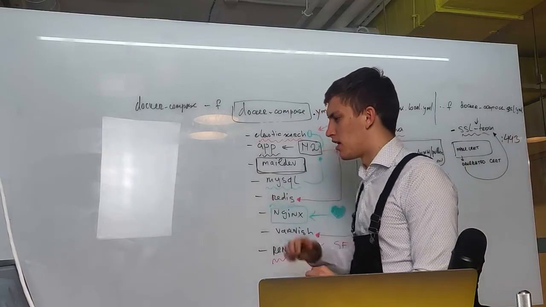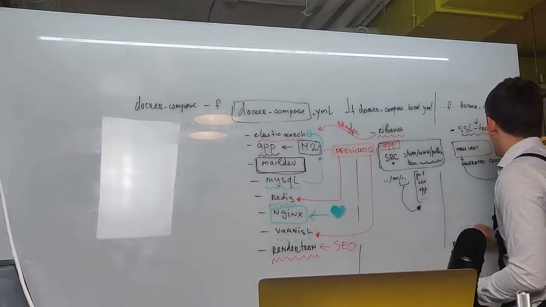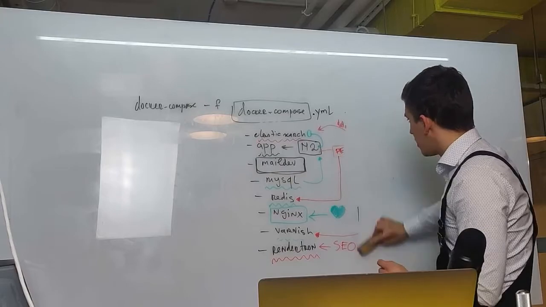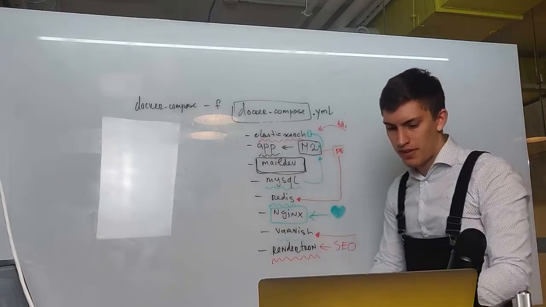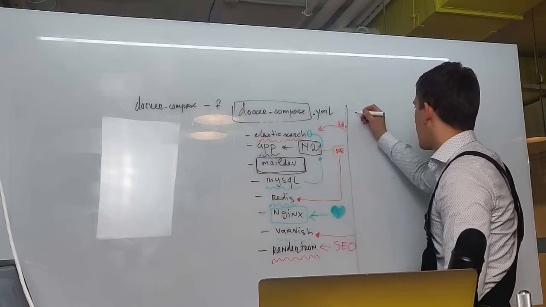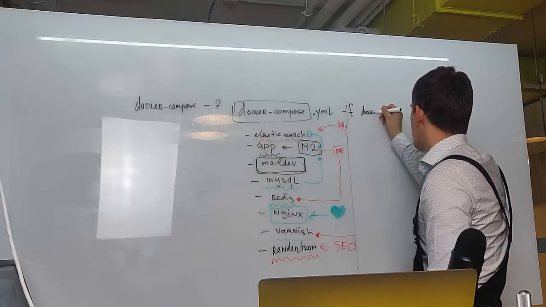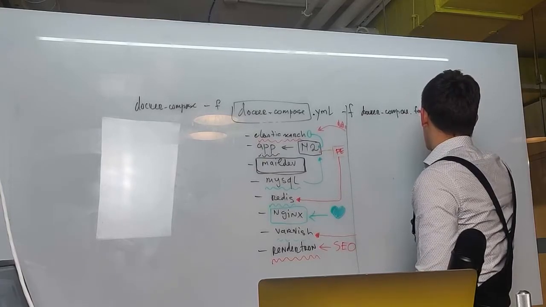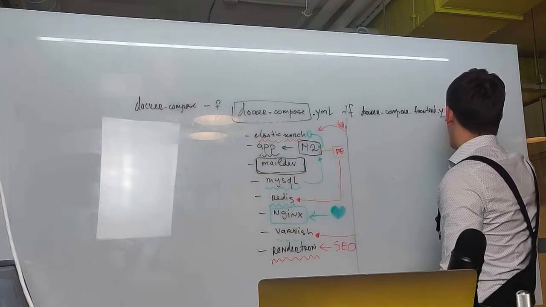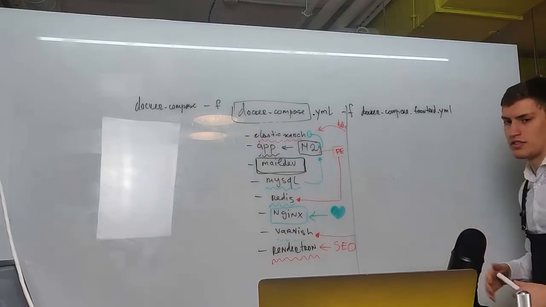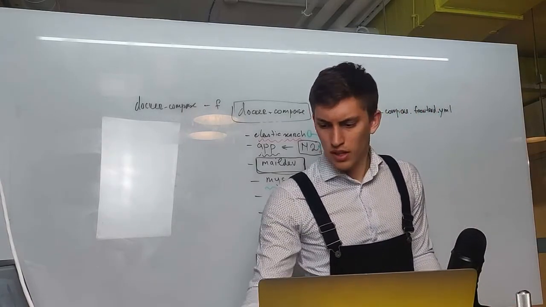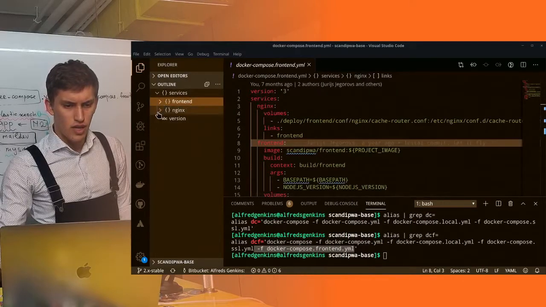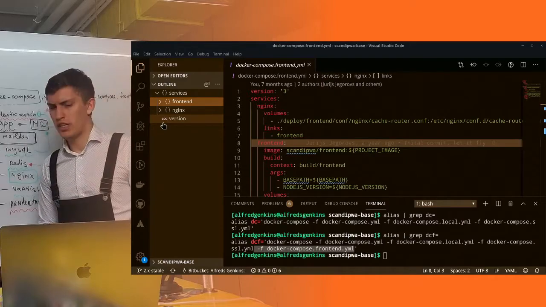But there is a blink, so let's first erase some. Let's only keep this because this is the core part. So additionally, we have -f docker-compose.frontend.yaml. And this file introduces, let me switch back to the original screen, only a few services. It's the frontend and a change in the Nginx.